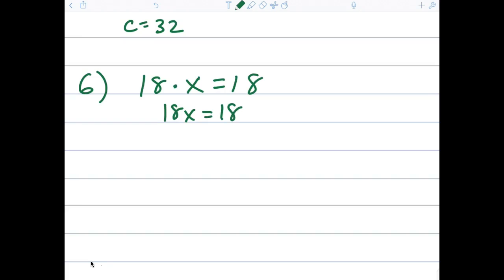Now how do we undo multiplication? So I'm going to put a divided by 18, divided by 18, so x equals what? 1. Yep, that was the easiest one so far. See, some of them are a little bit harder, some of them the numbers are bigger, it's annoying, but you still need to practice.